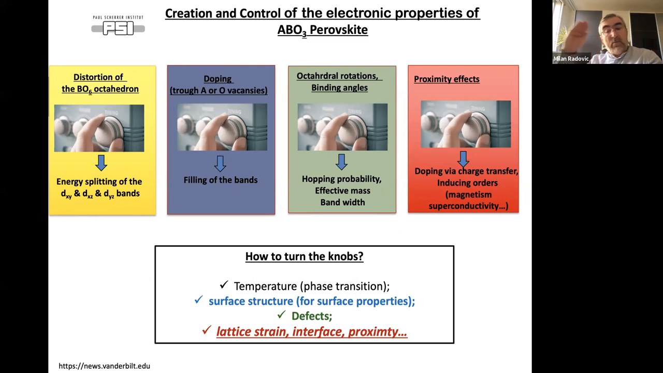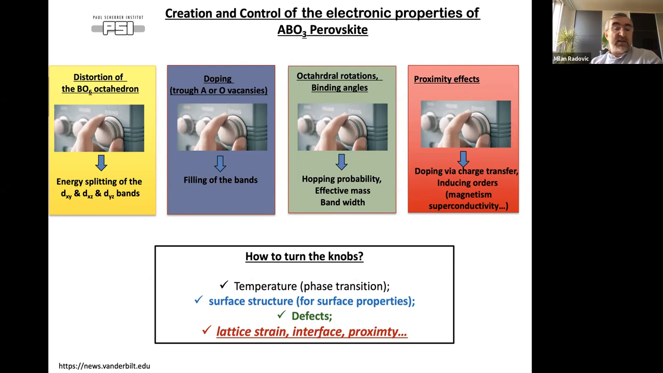Or I can go one more step further, combining a couple of different transition metal oxides in one artificial system, and I can then get additional doping via charge transfer. I can induce order such as magnetism or superconductivity from one system to another. So how to turn those knobs? There are several ways. For example, one is temperature.